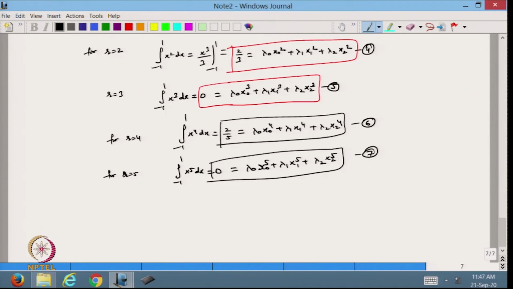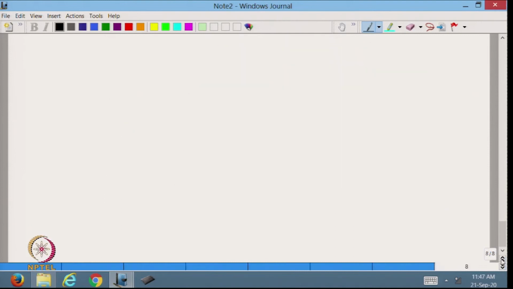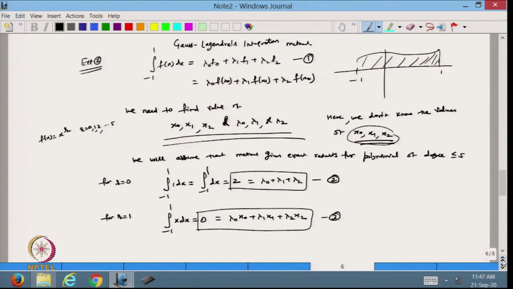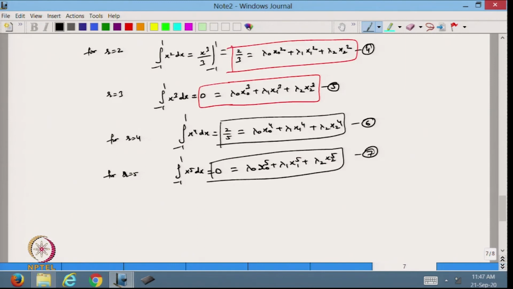Now, from here we have this first, second, third, fourth, fifth, sixth equation. So, we have 6 equations and 6 unknowns.